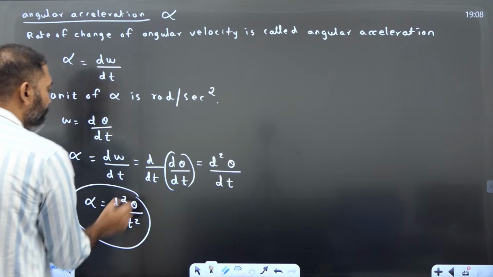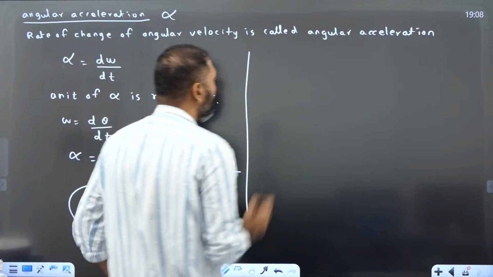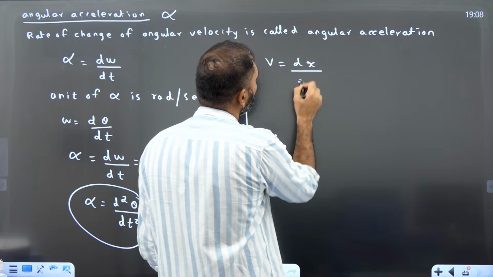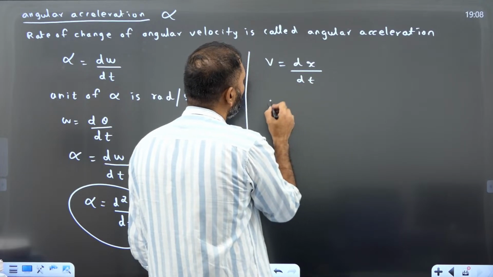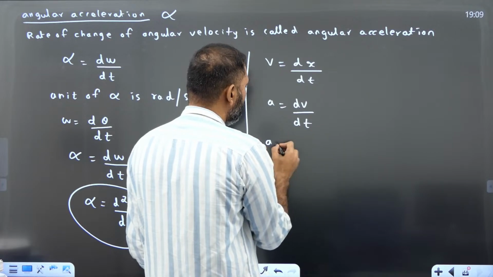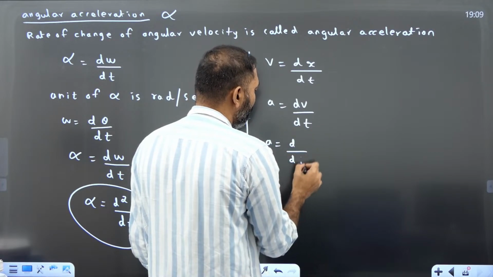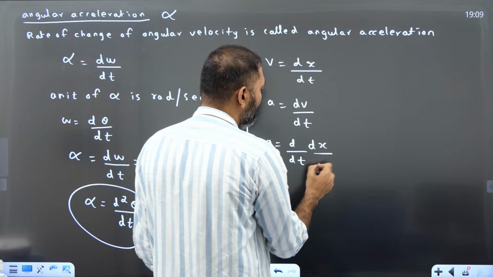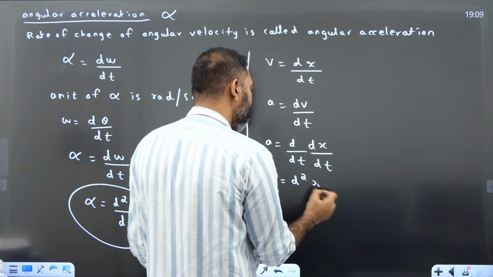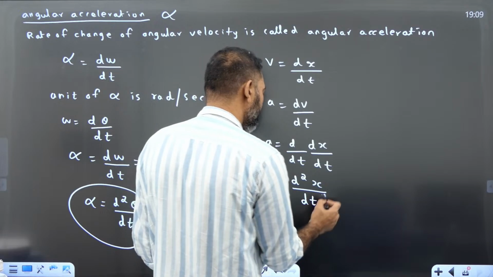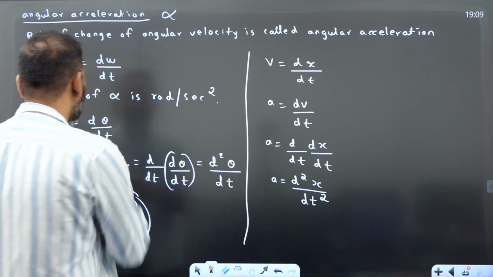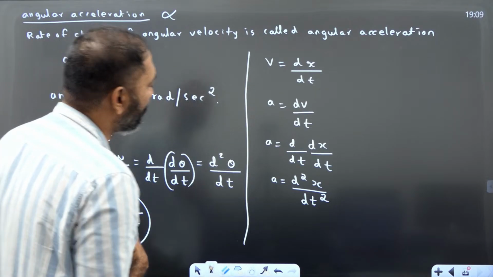This is very much similar to linear acceleration. Why? What is velocity? Rate of change of position or displacement, dx by dt. What is acceleration? dv by dt. That is d by dt of, instead of v, we can write dx by dt. So acceleration is d square x by dt square. Angular acceleration is d square theta by dt square.